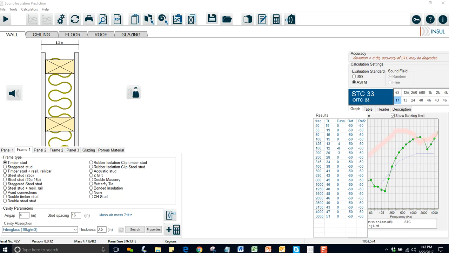Now that you've been introduced to some of the basic functionality of the system, let's look at a specific case study we recently encountered. We had a client that builds hotels and renovates them throughout the Southeast US, and they were recently dealing with a wood stud structure. In this case, with a single wood stud, you're typically seeing STCs in the 33 to 35 range.